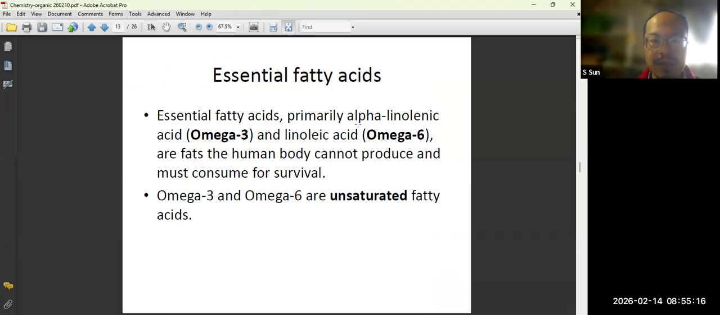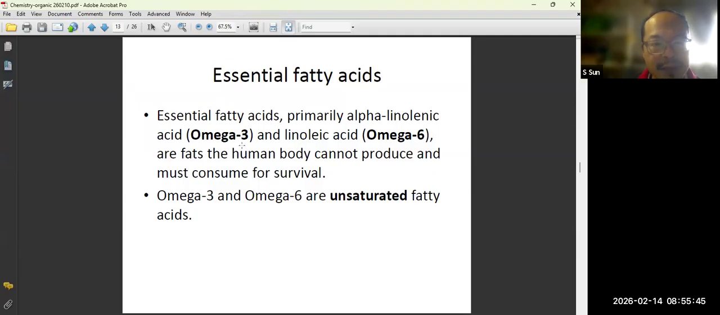Omega-3 is primarily alpha-linolenic acid, or ALA. Omega-6 is linoleic acid, LA basically. And so ALA or LA, that's omega-3, omega-6.